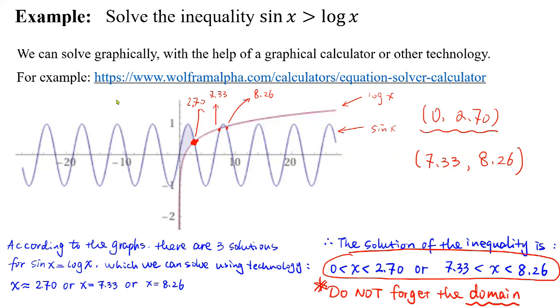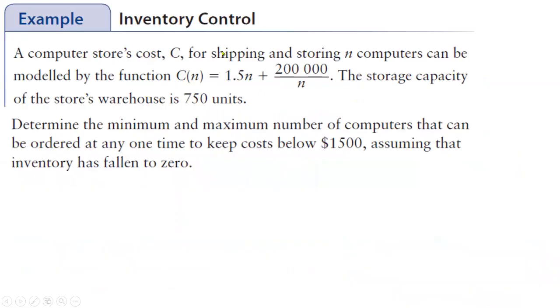All right, let's have a look at another example question. So this time, this is a real world problem. So for a real world problem, pay special attention to the domain according to the actual problem, okay? A computer store's cost C for shipping and storing n computers can be modeled by the function C(n) equals 1.5n plus 200,000 over n. The storage capacity of the store's warehouse is 750 units.